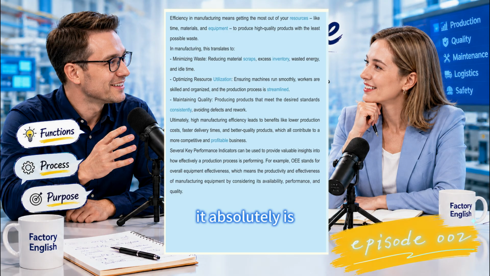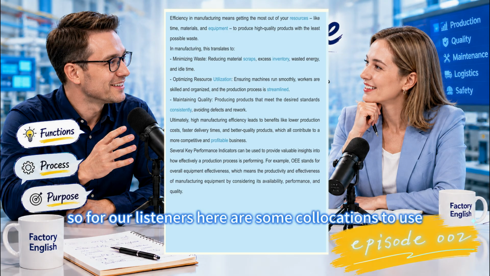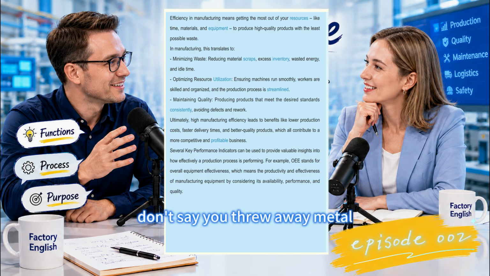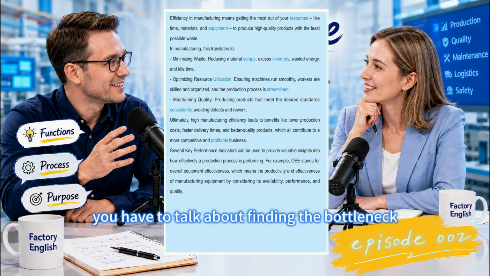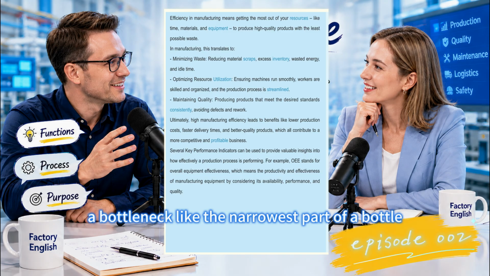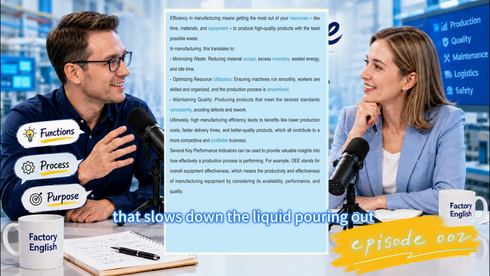It absolutely is. So for our listeners, here are some collocations to use. Don't say you threw away metal. Say you need to reduce the scrap rate. Scrap rate. Very precise. And for those extra boxes on the shelf, you talk about inventory control. Okay. Inventory control. And to fix that idle time where people are just waiting around, you have to talk about finding the bottleneck. A bottleneck, like the narrowest part of a bottle that slows down the liquid pouring out. Exactly. The bottleneck dictates the speed of the entire factory floor.